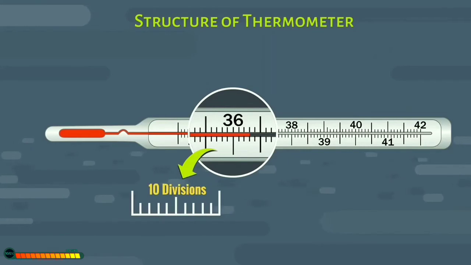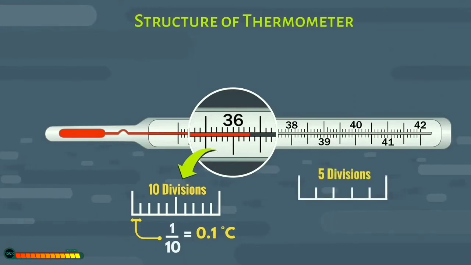If there are 10 divisions, then each division signifies 1 by 10, that is 0.1 degree Celsius. If there are 5 divisions, then each division signifies 1 by 5, that is 0.2 degree Celsius.